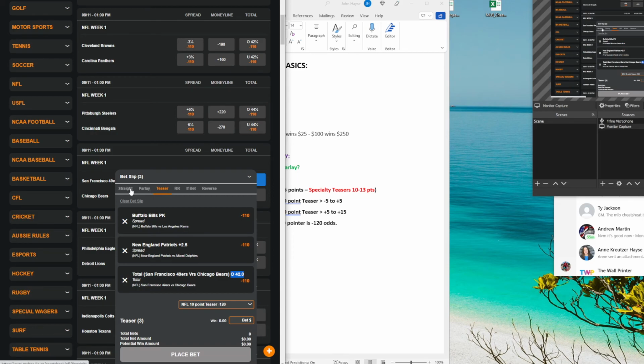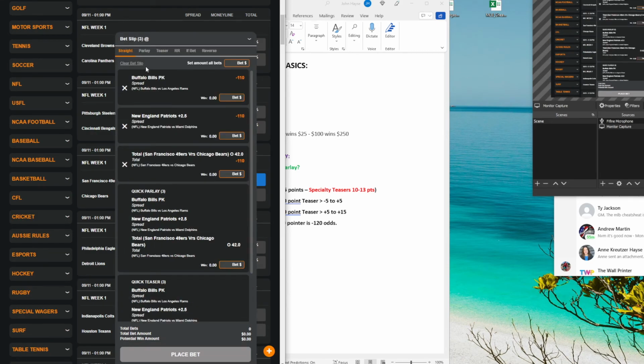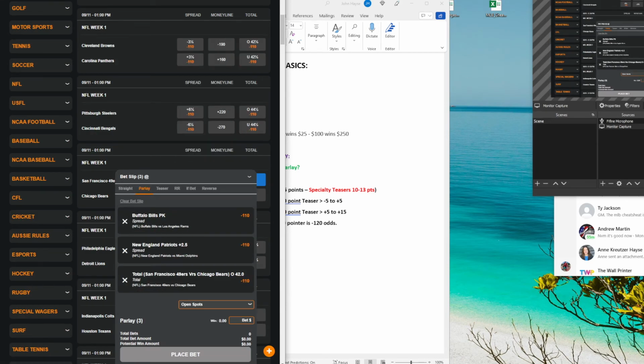So when you're betting, just go ahead and decide, do you want to do straight bets? Do you want to do a parlay? That's more for someone that wants to risk less, win more. Or do you want to do a teaser, where you're going to have a high win percentage, but when you do lose, it's going to hurt.